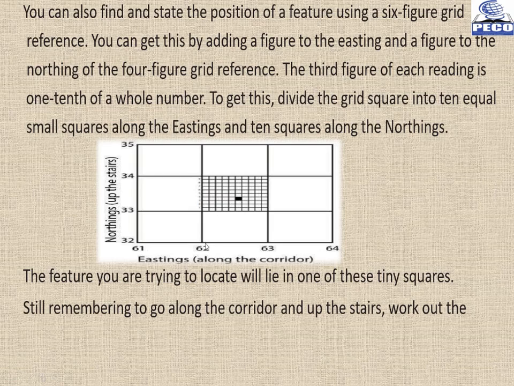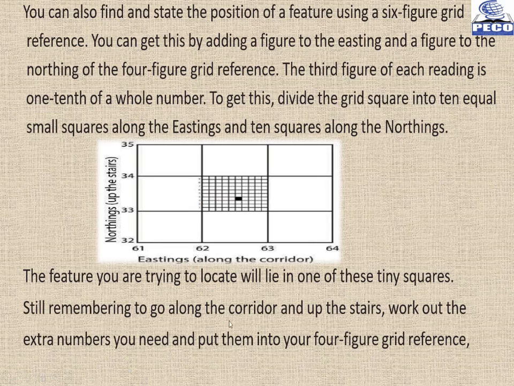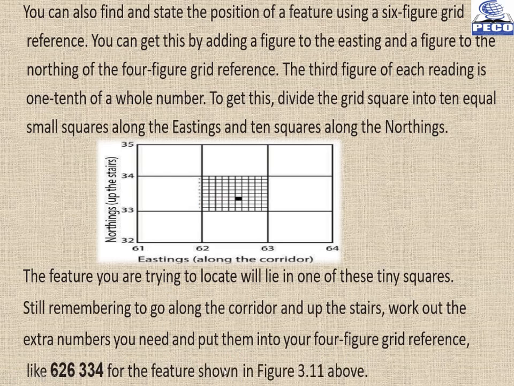So our grid reference will become 626, 33, 4. So we are saying that the features we are trying to locate will lie in any one of these tiny squares. But still, we remember what we've said, that we move first along the corridor, that is the eastings, and then upstairs. So we work out the exact number, or the extra third number, to put to the 4 figures, and then we shall get a 6-figure grid reference.